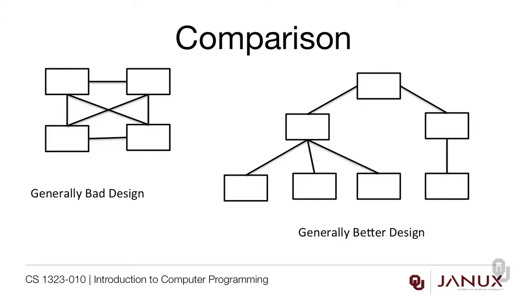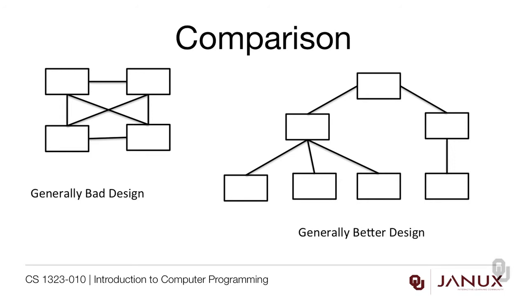So let's take a look at 2 typical designs, and let me explain what makes one of these designs better than the other. The design on the left is generally a bad design. You have a small number of classes, which could be okay if the problem is small. But the problem here is that every class has some relationship to every other class. When you have things that are tightly integrated like that, it means mistakes you make in one class are going to tend to mess things up in another class.